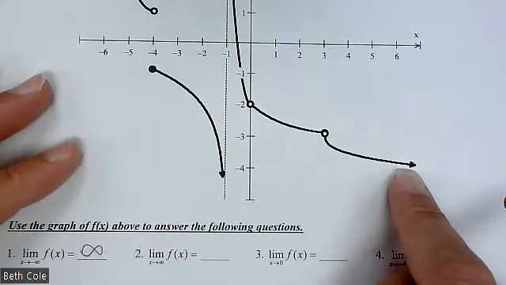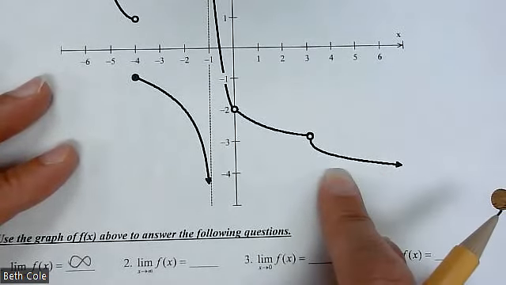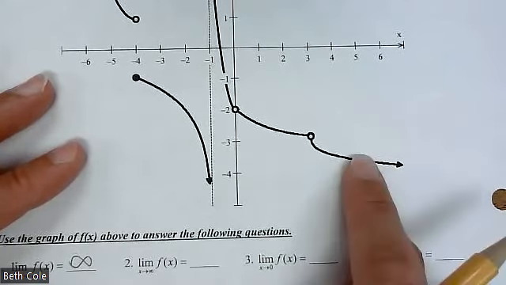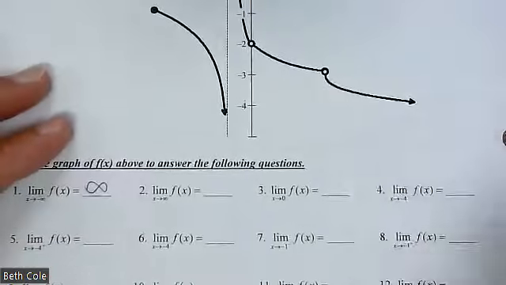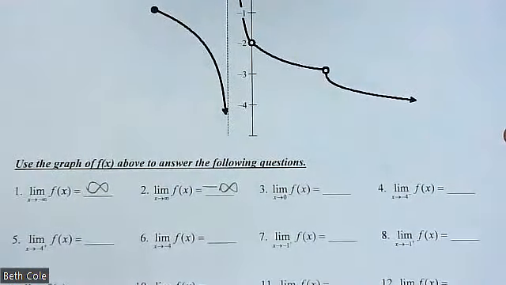All right, limit as x goes to positive infinity. That's the right side. Now, do you see how I don't have anything dotted in there? So there is no asymptote. It's not leveling off. It's just going to keep on going down forever and ever. So we would put negative infinity. If there was a leveling off there, it would be dotted in.